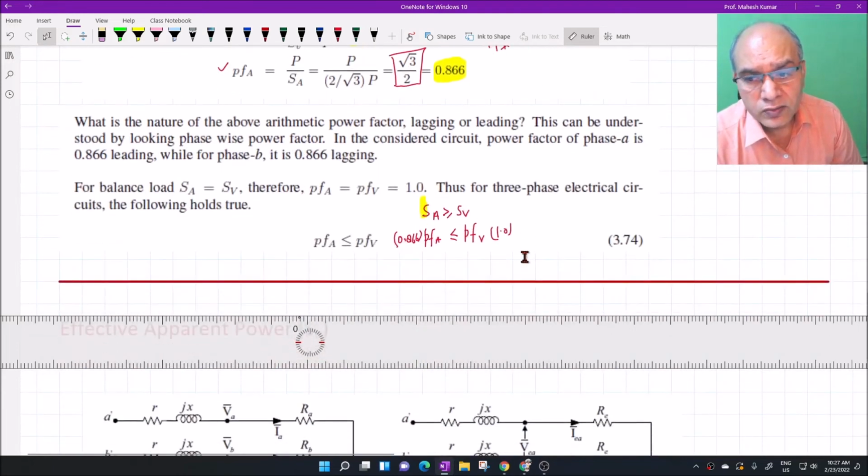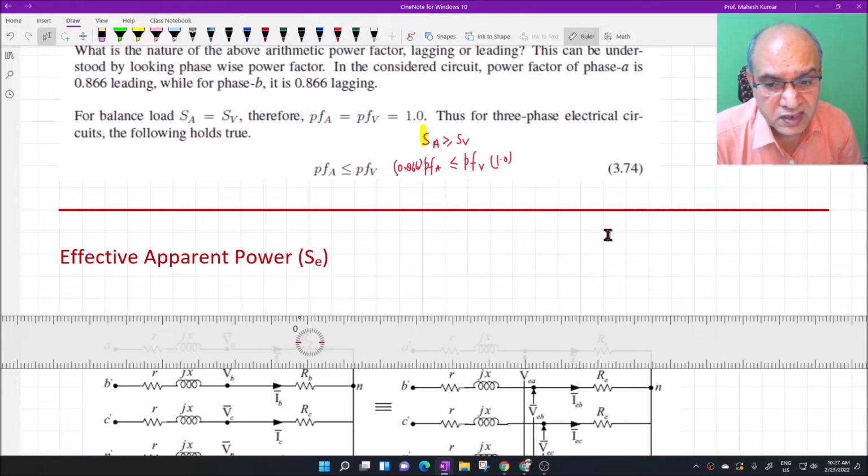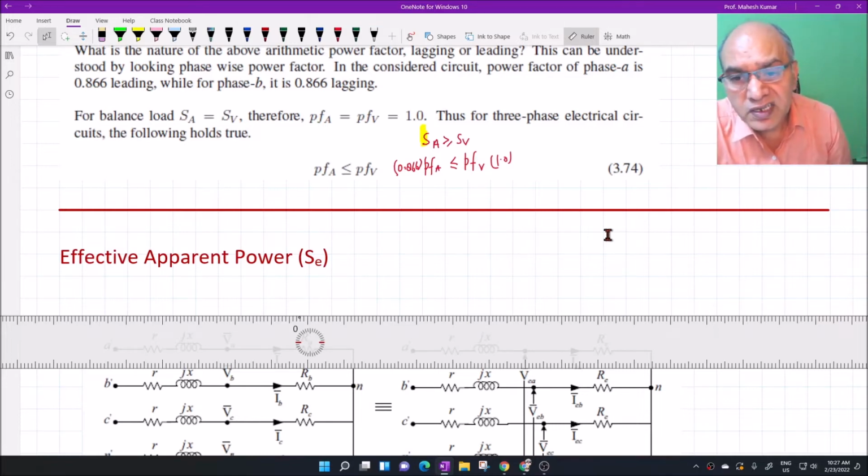Okay. Now there is another important concept apart from the arithmetic power factor and vector power factor. There is one more power factor that is called the effective power factor. The effective power factor concept is based on the effective apparent power. This effective apparent power is denoted by the term SE, E for effective or equivalent, you can say. This is another important concept in three-phase systems to find out the power factor.